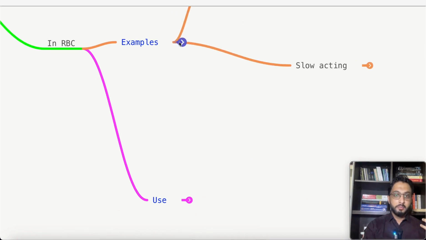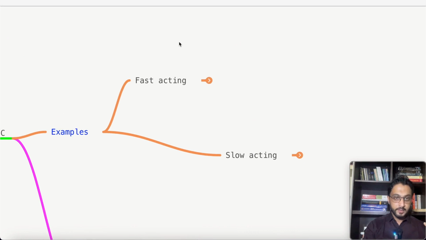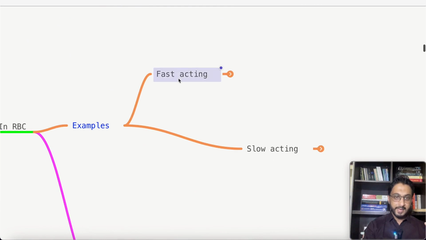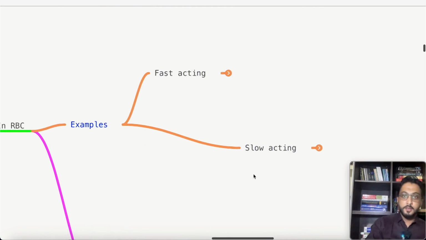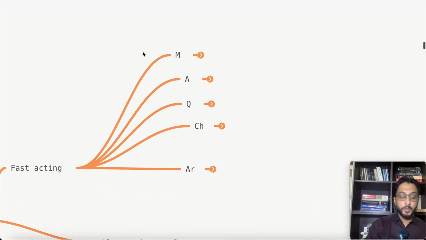So here you have to remember a thing, which is called fast acting and slow acting drugs. Earlier there are no such things, just 3 drugs. Here you've got fast acting drugs and slow acting drugs, which target the RBC or the RBC schizont. Now the fast acting drugs you should remember with a mnemonic called MACHAR.